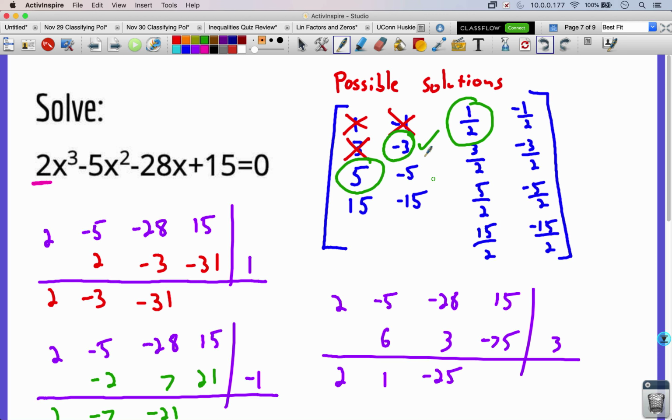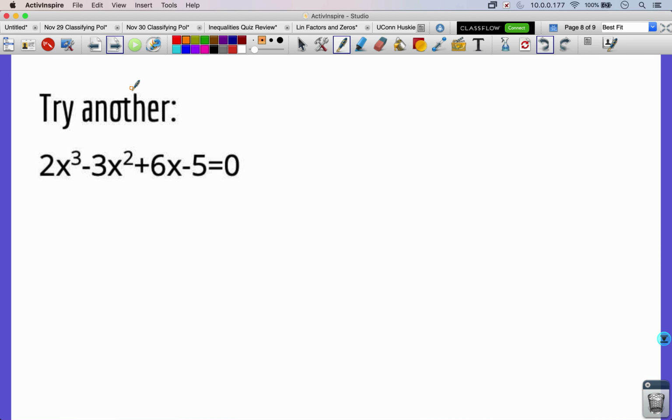So once again, all of our answers are x equals, you might see it with a set bracket, and in numerical order, -3, 1/2, and 5. Fundamental theorem of algebra says we're expecting 3 roots. We got all 3. All right, one more. Promise this one to go a little bit quicker.